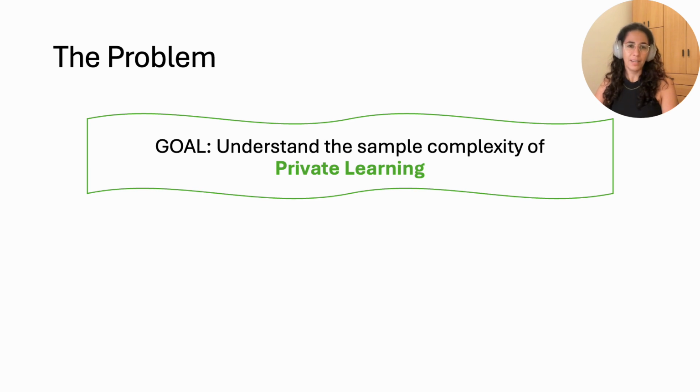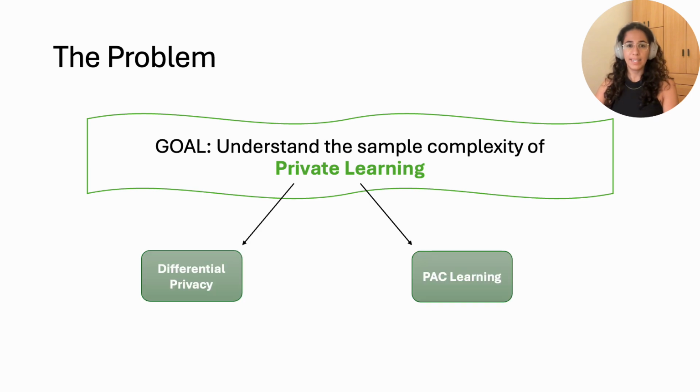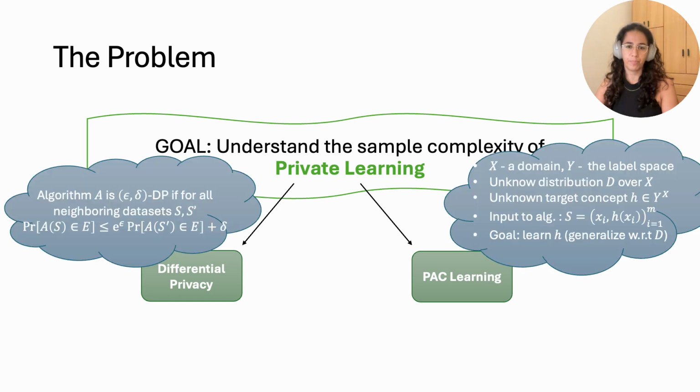So in high level, our goal is to understand the sample complexity of private learning. And when I say learning, I mean PAC learning, and private learning meaning PAC learning with respect to differential privacy, abbreviated DP. So here we can see a quick reminder for formal definition. I will go over it very quickly.